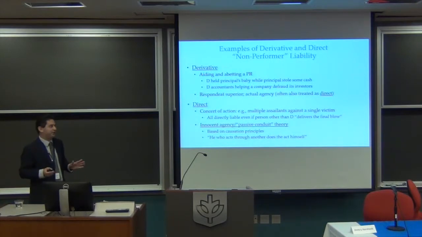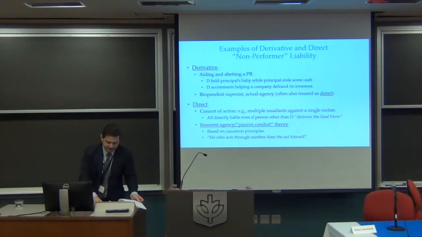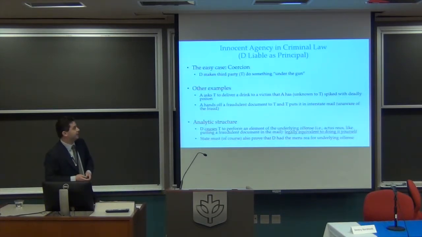And that was just extremely unsatisfying to English courts, and they developed this theory to avoid these results, which seemed absurd. And so let's go through examples of innocent agency. It is sort of a case of split elements in a way. One party does the actus reus, the other one has a mens rea, or some kind of a standard of fault, right? So the easy case is coercion.